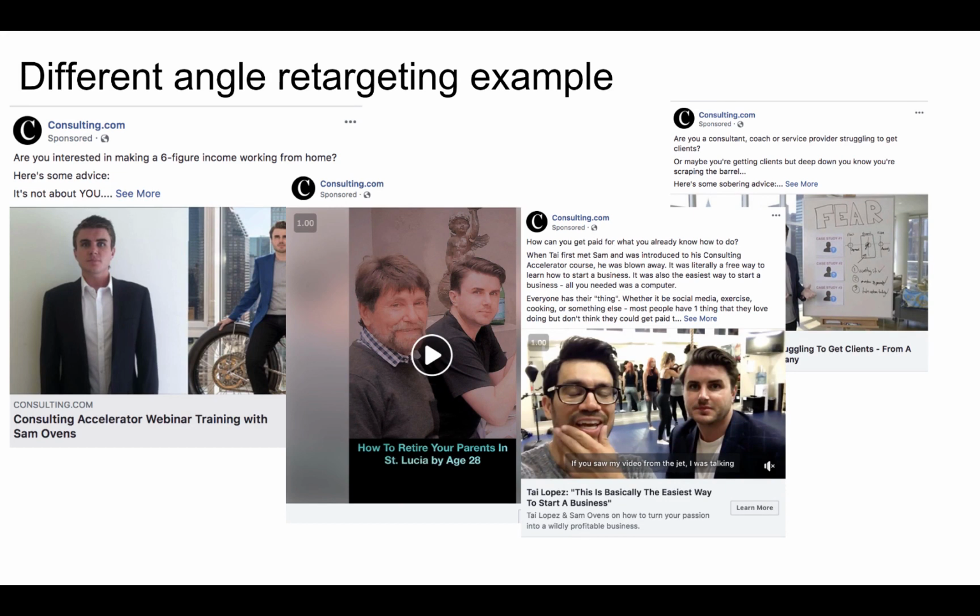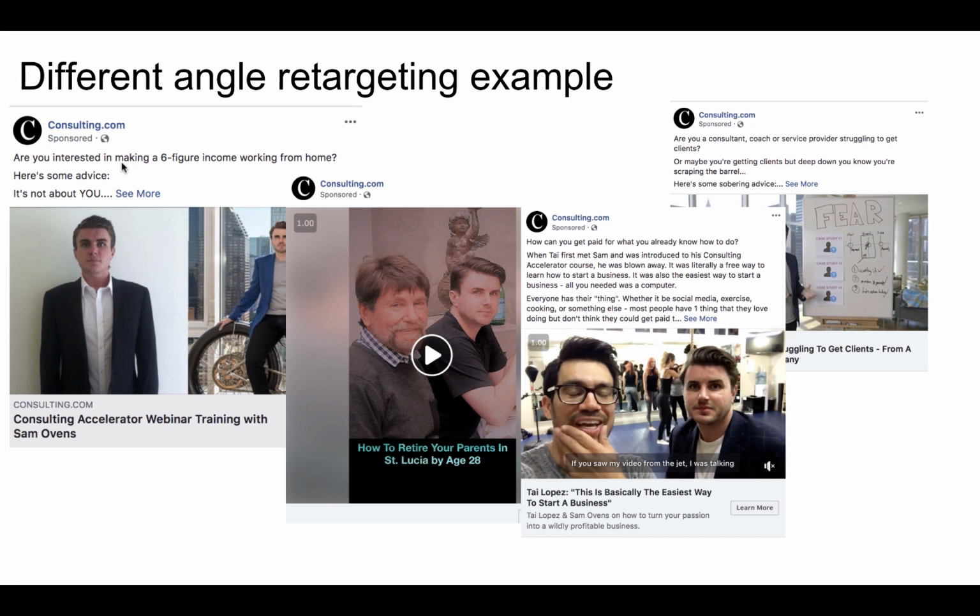So here's an example of different angle retargeting. Sam Ovens does this really, really well. If you guys aren't familiar with him, he's a beast when it comes to selling his course, and I think he does $1 million a month now. I was looking in my newsfeed and I just happened to find all of these different ads from him. They're all selling the same webinar, but look at the different angles he uses.